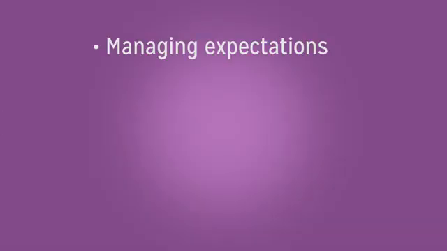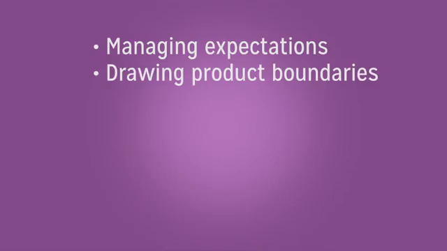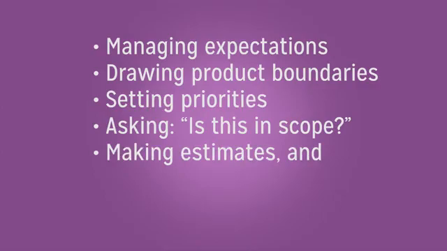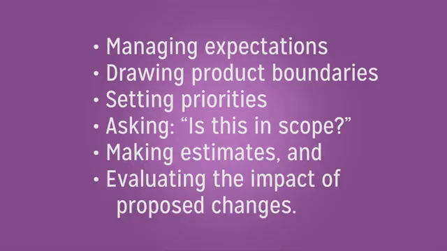Let's recap what we learned in this lesson. First, we defined what vision is and how it relates to software projects. Then we defined what scope is and how it can get out of hand. Then we talked about techniques for avoiding scope creep by managing expectations, drawing product boundaries, setting priorities, asking, is this in scope? Making estimates, and evaluating the impact of proposed changes. In the next lesson, we will discuss requirements in design. I'll see you there.